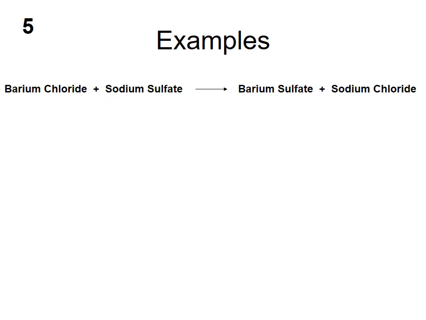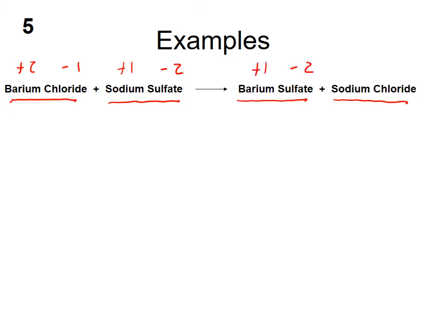On number 5, I've got a compound, barium chloride, plus a second compound, sodium sulfate, gives me another compound, barium sulfate, plus a 4th compound, sodium chloride. Since they're all compounds, I got to look up all their oxidation numbers. So I look up barium is plus 2, chloride, meaning chlorine, is minus 1, sodium is plus 1, sulfate, polyatomic, but it's minus 2, barium was plus 2, sulfate was minus 2, sodium plus 1, chloride is minus 1.